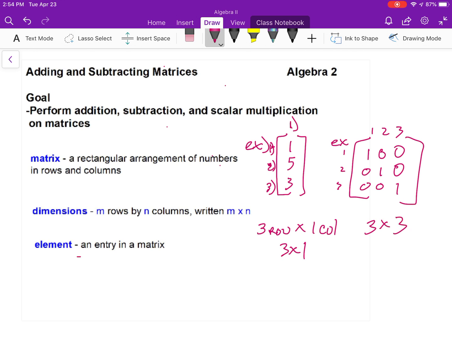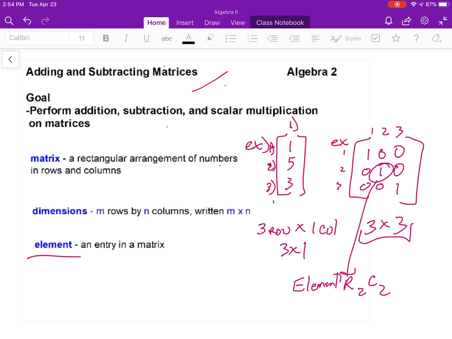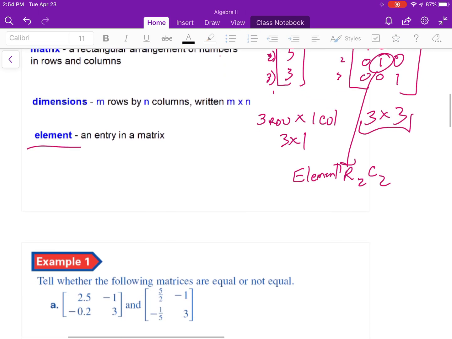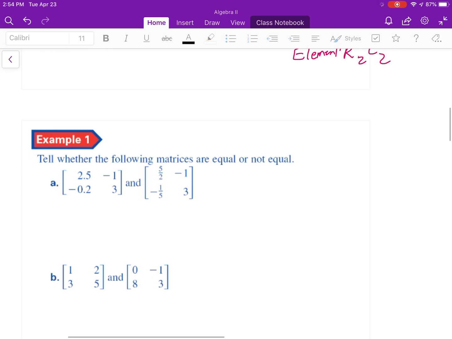Each element is any given spot in here. So if I were to circle the one in row 2, column 2, that is an element. So it takes 9 elements to fill up my 3 by 3. It takes 3 elements to fill up my 3 by 1. Okay, that is kind of the idea of a matrix. It will come into play a lot when we get to 3 unknowns and 3 equations to solve for.